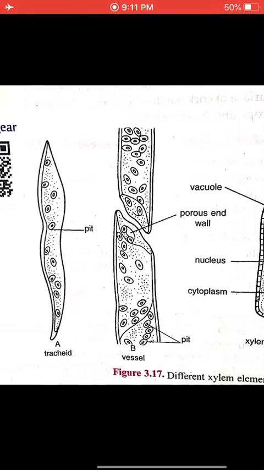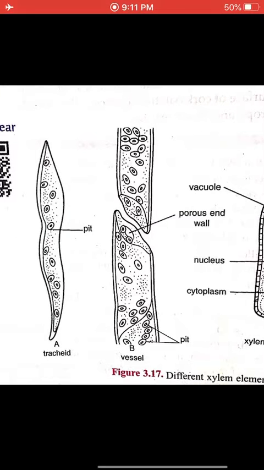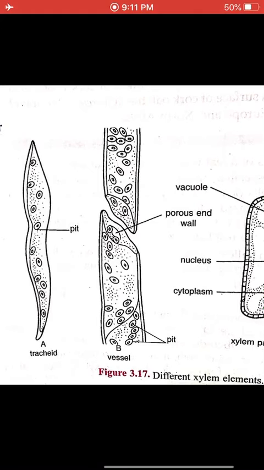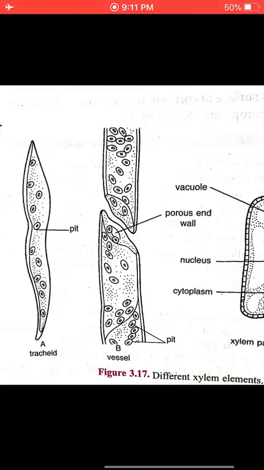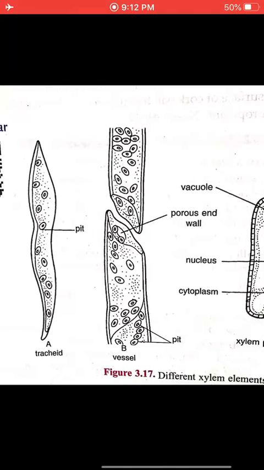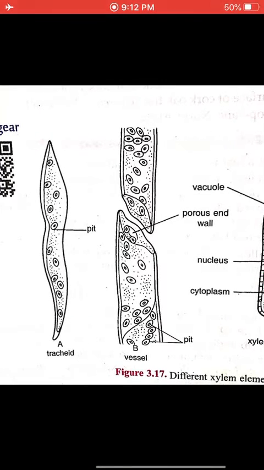translocation of water. Now in the xylem vessel, in the figure itself you will see the porous end walls, having pits, due to which the translocation of water takes place through this only. So these are the water pipes. Vessels are very long tube-like structures formed by a row of cells placed end to end, one upon another, with transverse walls, while tracheids are elongated cells with tapering ends. In tracheids you can see tapering ends, meaning thin ends.